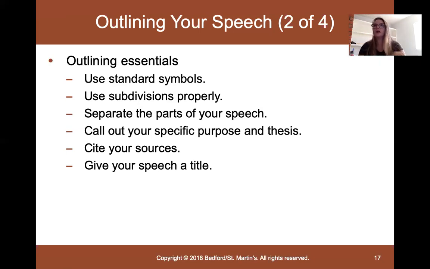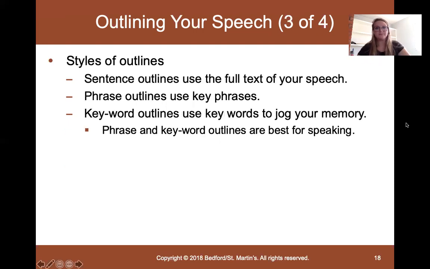Make sure your main point 1 and your subpoints and sub-subpoints are all very clearly labeled, and make sure they're not all in one paragraph, because it's hard to tell them apart that way. Separate the parts of your speech, call out your specific purpose and thesis, cite your sources, and give your speech a title. It makes it easier for everyone to remember.